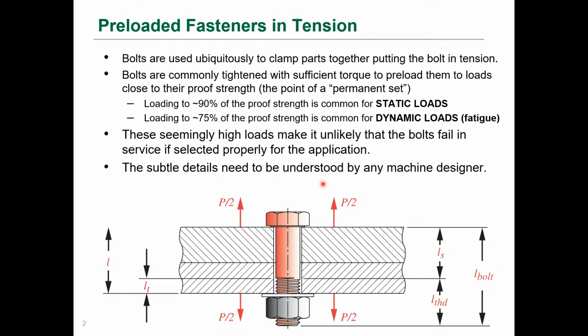And here's just the typical terminology. So if you have a load on each side of a joint, then you have a bolt that's holding the joint together. We have the thread length, the overall length of the bolt, the length of the thread, and the length of the bolt. We'll show the other ones here. And the LS is the length of the unthreaded portion.